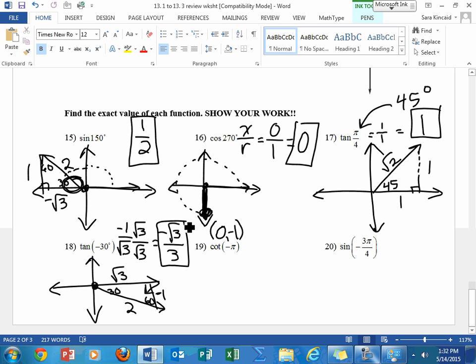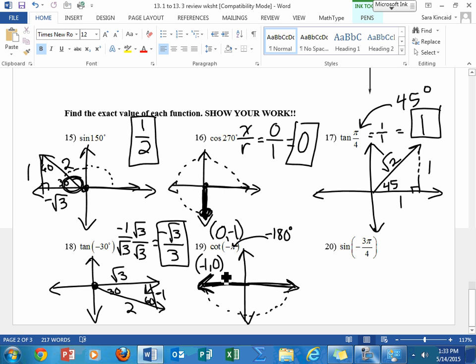Now 19 is the cotangent of -pi. So let's go ahead and find out where -pi is first. Negative pi is the same thing as saying 180 degrees negative. Okay, so -180. So if we draw that angle, we're going to start on here. We're going to go -180 over to here. Can you draw a triangle from where we stopped to the x-axis? No, because it's on the x-axis. So again, we need to use that unit circle. Use those coordinates that are on there.